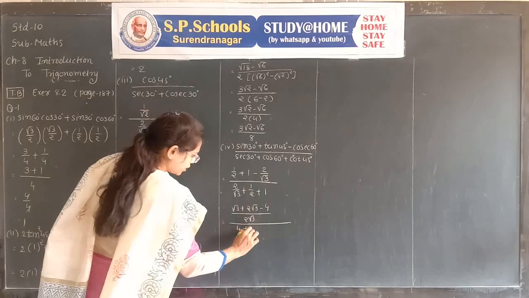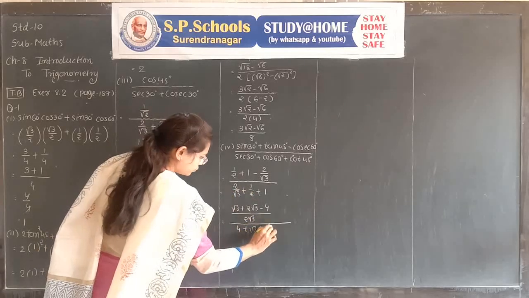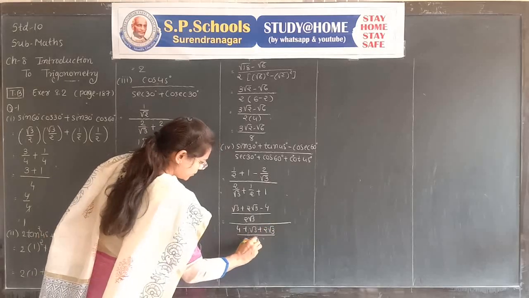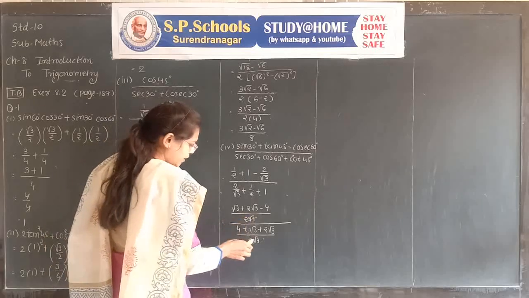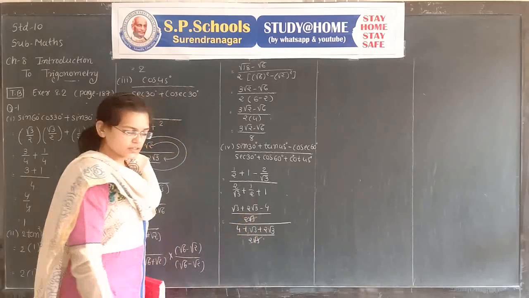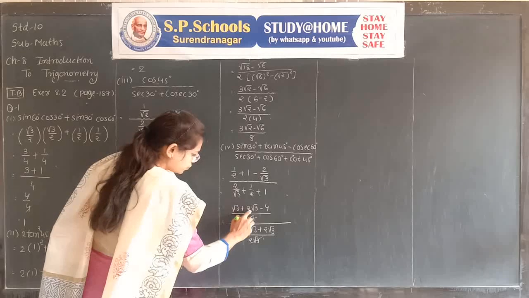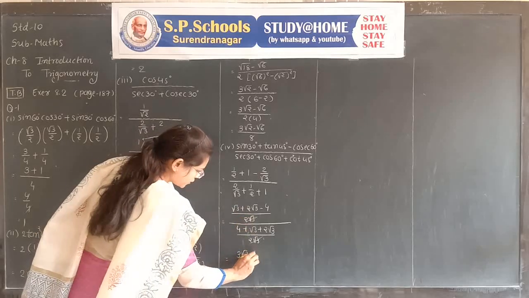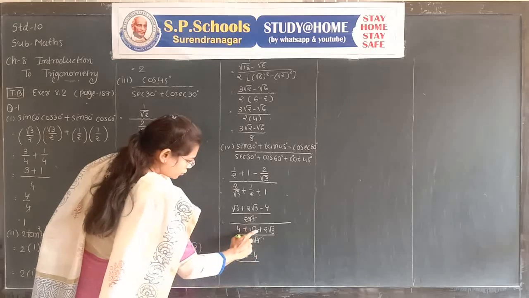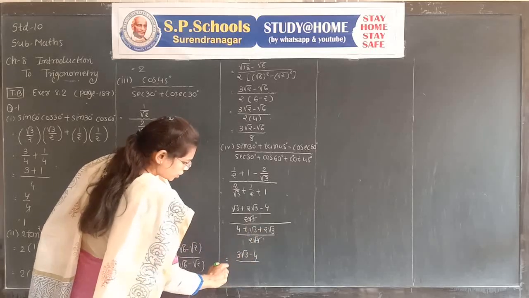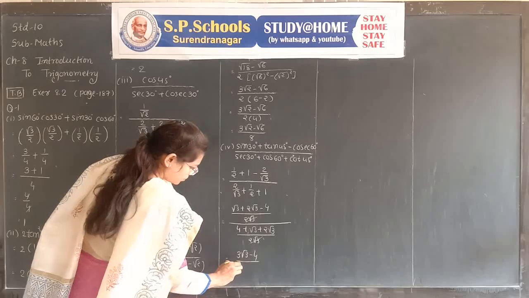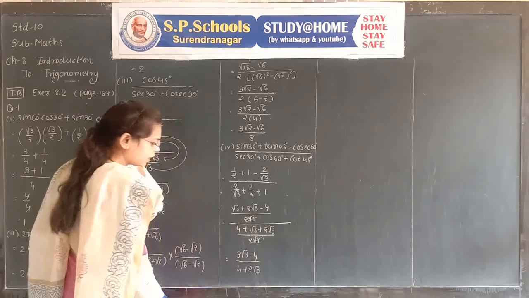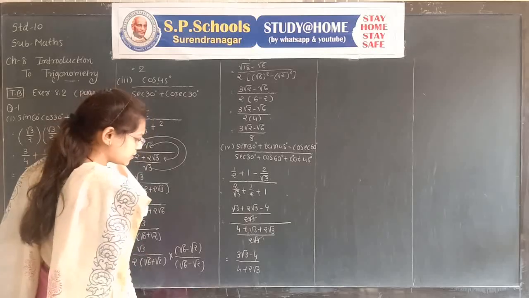Upon 2, 2 2s are 4, plus root 3 plus 2 root 3, upon 2 root 3 is the LCM. Now the numerator's denominator and the denominator's denominator are both equal, so cut it. Root 3 plus 2 root 3 is 3 root 3, minus 4, upon root 3 plus root 3, which is 3 root 3 plus 4, meaning 4 plus 2 root 3. Now again rationalization is compulsory.